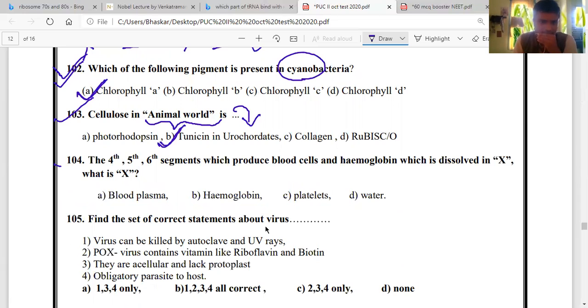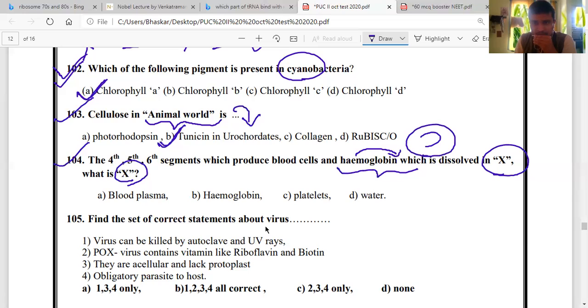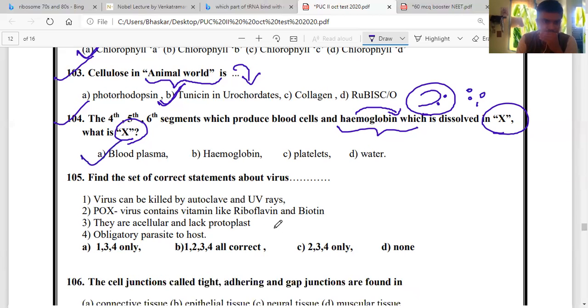Next, fourth, fifth, and sixth segment that produce blood cells in the peritoneum, Apostoma, the earthworm, and hemoglobin, which is dissolved in the X. So what is X? You know, their hemoglobin is not encapsulated in the RBC as in human beings, that is free in the blood plasma. So directly your answer is plasma.